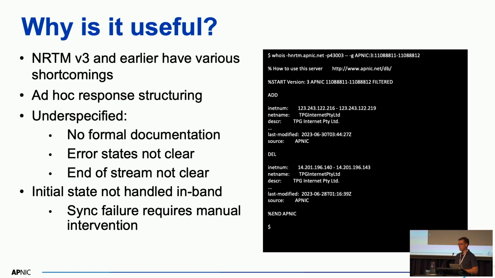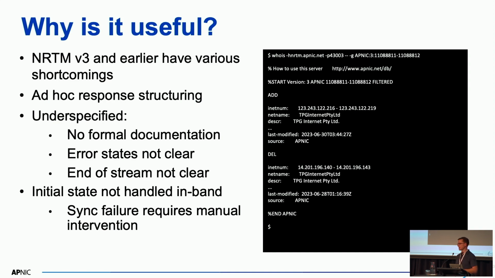So why is this useful? NRTM v3 and the earlier versions have various problems. The response structure is ad hoc. It's a line-based, text-based protocol, so much like port 43, who is proper. There's no formal documentation. There's no specification. The way that errors work is not necessarily that clear. The way that end of stream works is not very clear.